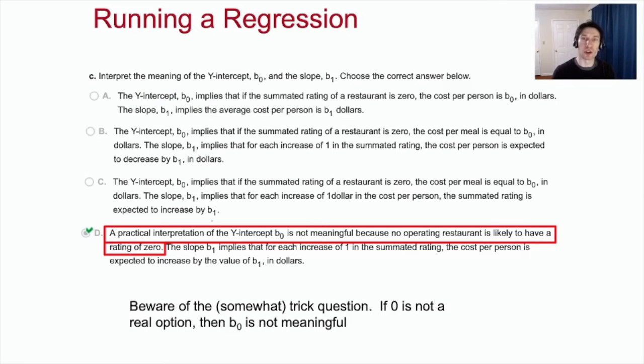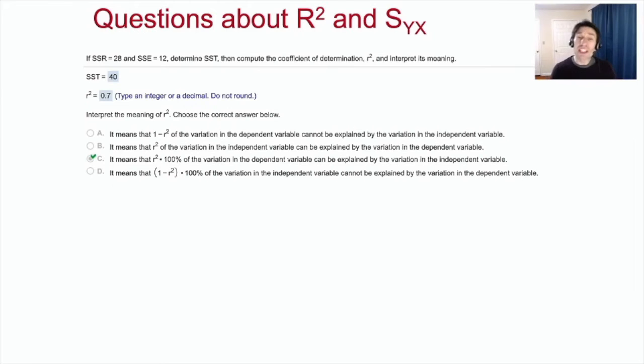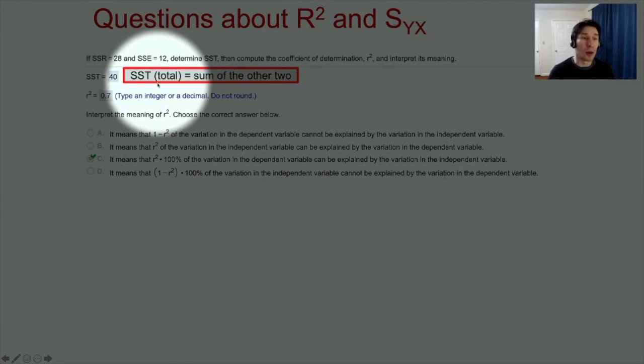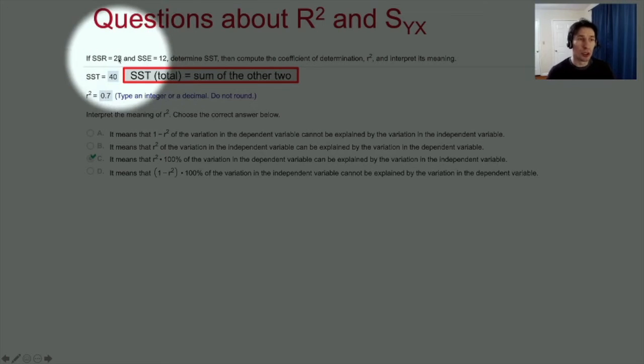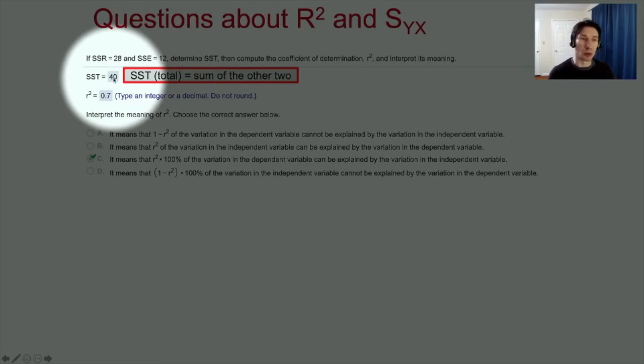The slope has the same interpretation we just saw earlier. The next type of question you might get is a question about the r-squared or the SYX. Those are usually easy and simple to solve. SST, as you know, is the sum of SSR and SSE. SST is the sum of the other two, so all you need to do is 28 plus 12 equals 40.